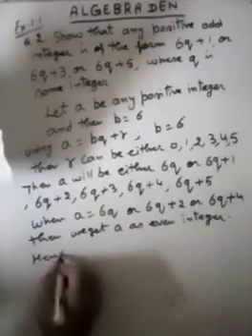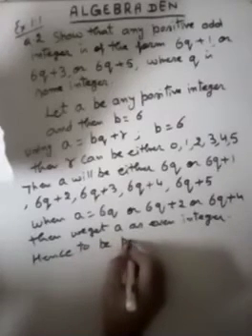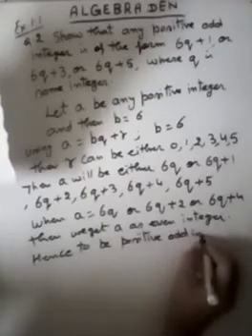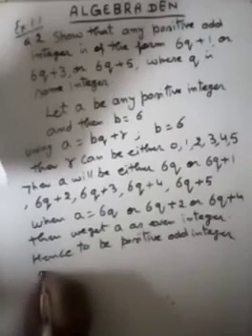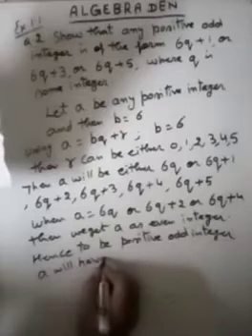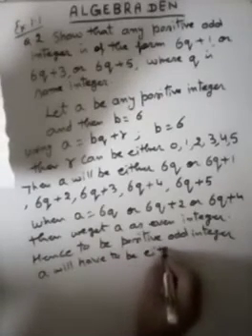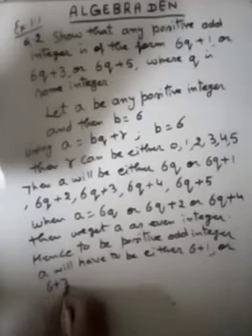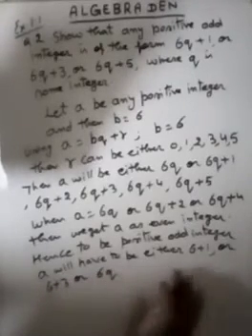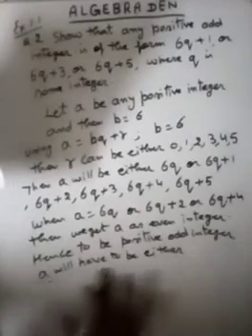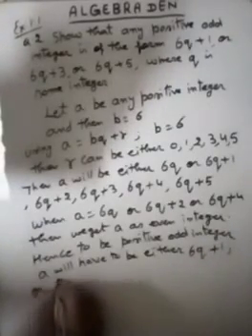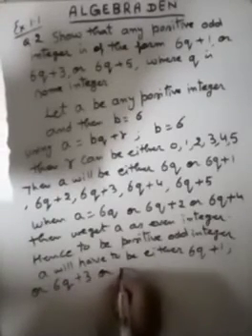Hence, to be a positive odd integer, A will have to be either 6q plus 1 or 6q plus 3 or 6q plus 5. It's our answer.